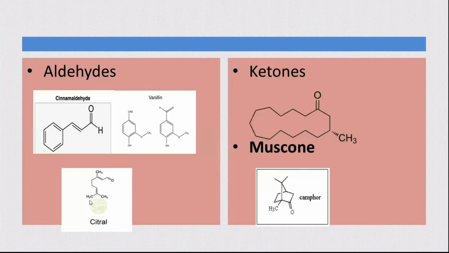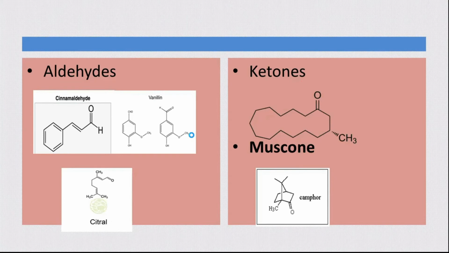Many common odors and flavors come from aldehydes and ketones. For example, among aldehydes, we have cinnamaldehyde, which comes from cinnamon bark. We also have vanillin from the vanilla bean, and citral from lemongrass. In ketones, we have two: camphor, which comes from the camphor tree, and muscone, which is from the musk deer.